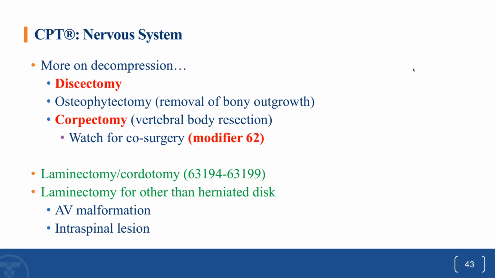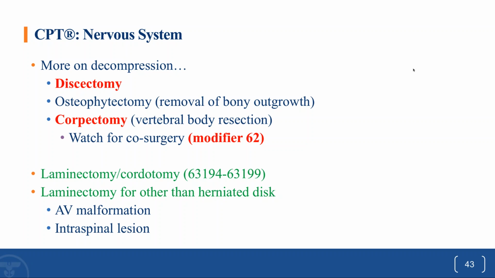They could be performing procedures on those areas. So 62 is co-surgeon. There's also modifier 80, which they don't have here listed, and that's assistant surgeon. So modifier 80 is for assistant. Modifier 62 is a co-surgeon.